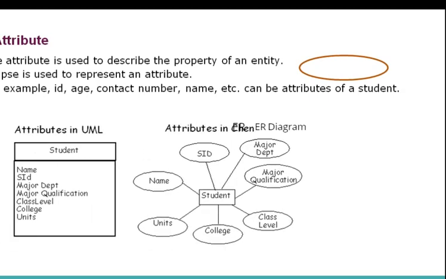In the given figure, you can identify the entities and the attributes for the given entities. So for a UML, we can consider a student as an entity or a class, and the attributes as name, SID, major department, major qualification, class level, college, and units. The same attributes and entity will be shown in an ER diagram, with the entity represented by a rectangle or a symbol, and the oval shape representing the attributes.